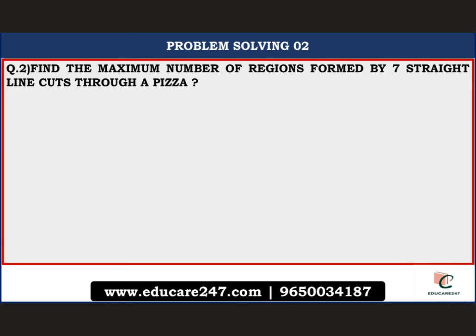Next question. Find the maximum number of regions formed by 7 straight line cuts through a pizza. So this is the same question, framed in a storyline manner. We are cutting a pizza with straight lines, and they've asked for the maximum number of regions that can be formed. Again, the formula will be the same: 1 plus the summation of n. It's 1 plus the summation of 7, so 1 plus 7 into 7 plus 1, that is 8, divided by 2. 2 fours are 8, 7 fours are 28. So it will be 1 plus 28, which is 29. Hence, the maximum number of regions formed by 7 straight line cuts through a pizza is 29.